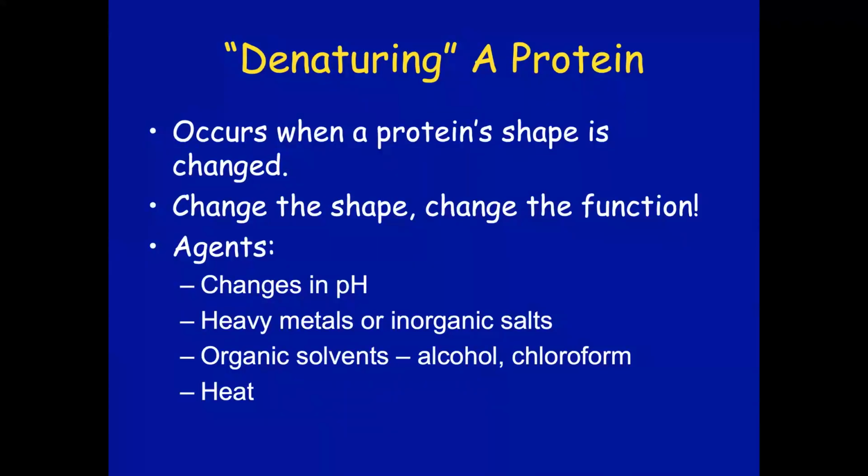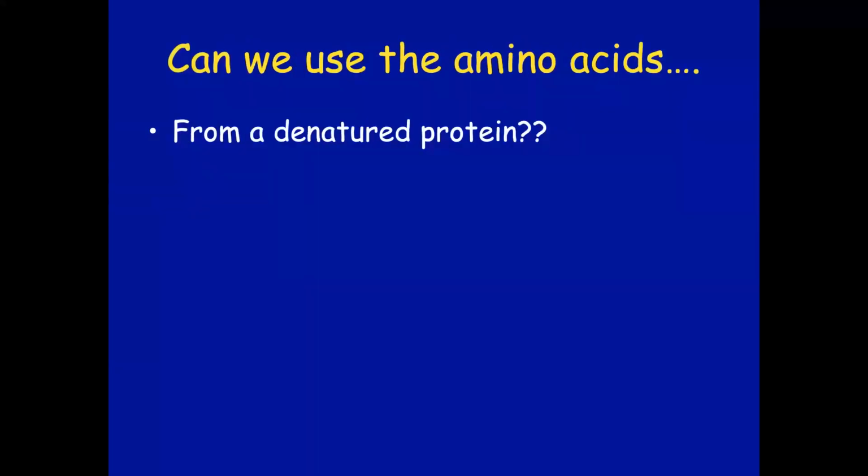So again, when you denature a protein, you change its shape, so you're changing its function. What can actually do that? We mentioned changes in pH, either more acidic or more basic. Heavy metals, like silver nitrate, or inorganic salts, and organic solvents, like alcohol, for example, and of course, heat. So when you're cooking your meat, or you're scrambling your egg, you are changing the shape, so you're changing the protein's function. So here's a question.